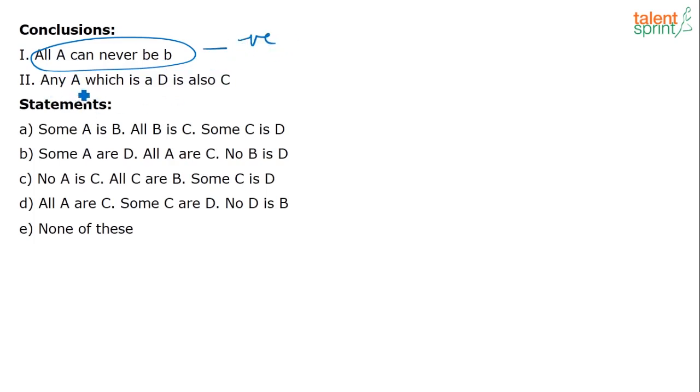Now next one is any A which is D is also C. That is what is given next. Now, since there is something negative here, what should we do? Let us try and look at the options which have negative statements there, and then we will try to solve it. Okay, all A can never be B. Now look at the options. So if you see, you have only 3 options, right, which has negative statements in them: B, C and D. This does not have any negative statement, so that cannot be the answer. So we have to look at B, C and D.